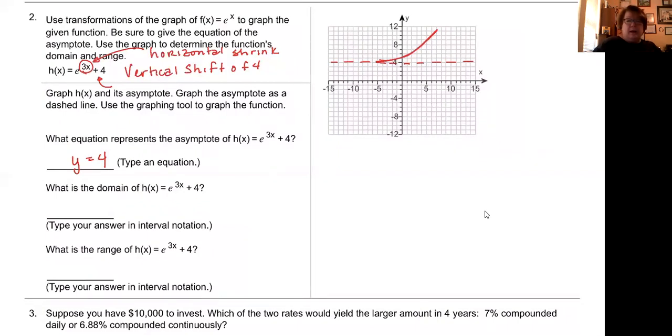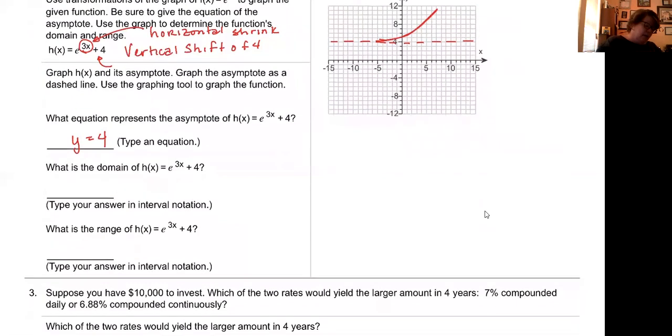All right, what's the domain? Well, the domain of every exponential function in existence is the set of all real numbers. So from negative infinity to positive infinity. And what's the range? Well, the range of the standard exponential function is from 0 to infinity, but when you moved it up 4 units, you moved the range up 4 units also. So instead of being from 0 to infinity, it's going to be from 4 to infinity because you move the entire graph up 4 units.